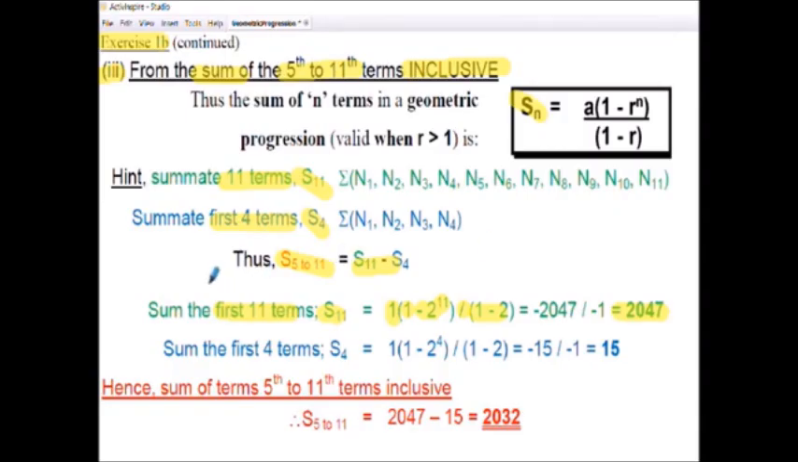If I summate the first 4 terms in the series, S4, again using the same formula, but this time the n is equal to 4, not 11, I get a value of 15. So summating the first 4 terms in the series gives me 15. Simply taking 15 from 2047 gives me the value of the terms 5 to 11 inclusive, which is 2032.